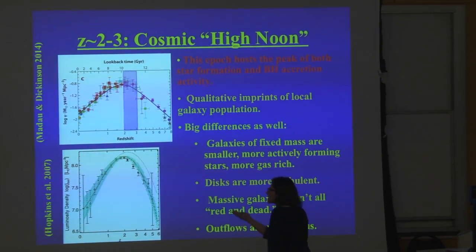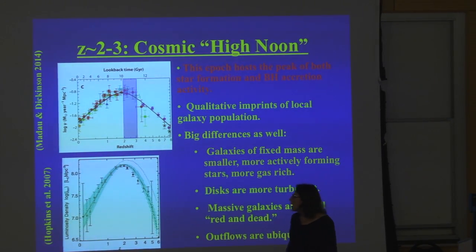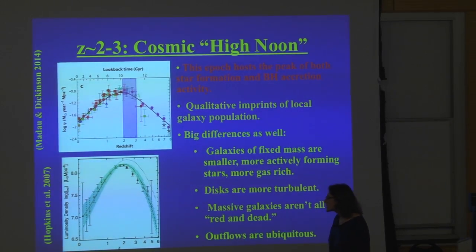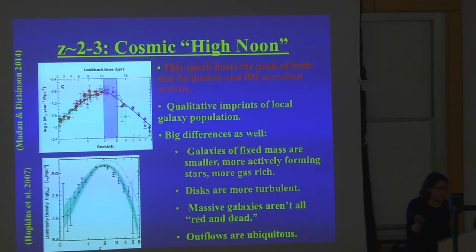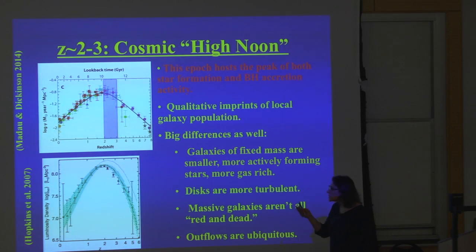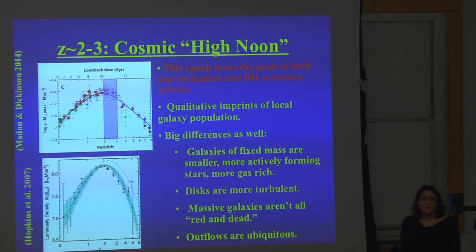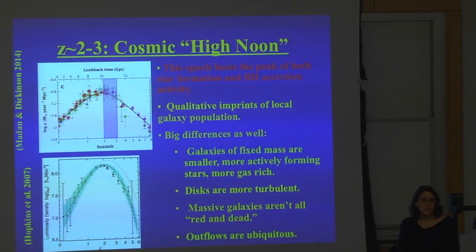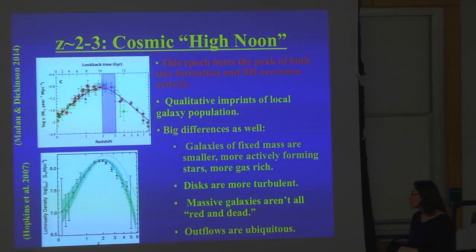And so if we go back to this earlier time, this epoch of redshift 2 to 3, we see some qualitative imprints of the local galaxy population. So we see that there are red galaxies and blue galaxies, just like there are in the local universe. And we see that to some extent, the red galaxies like to live in denser environments than the blue galaxies. But there are also some very important qualitative differences. And so the early galaxy population is not just a smoothly evolved back version of the current galaxy population.